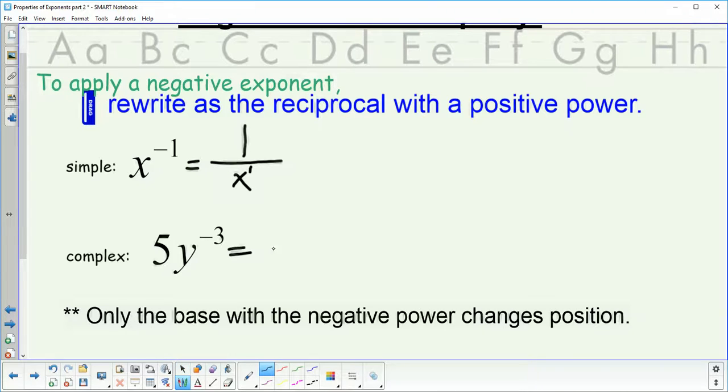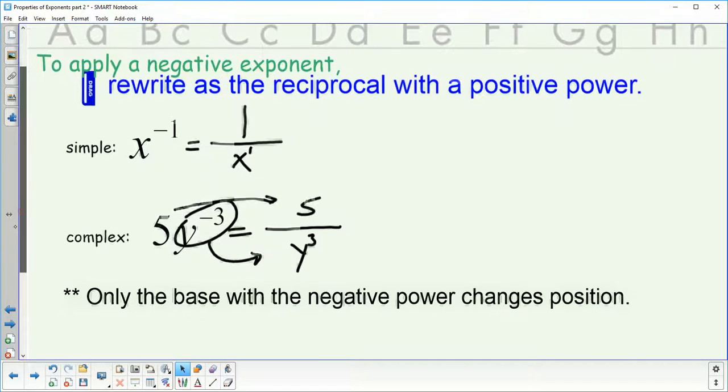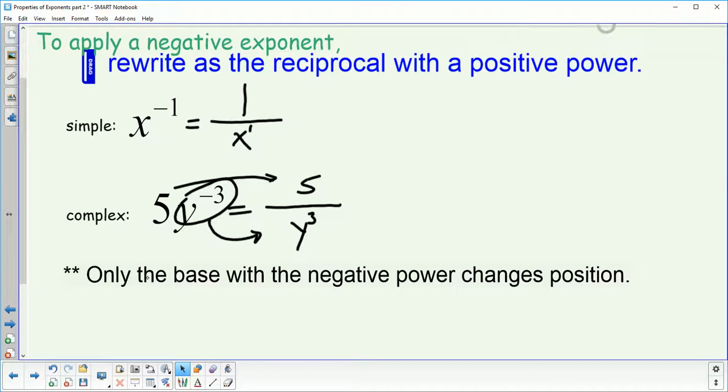Okay, you can see a little bit here again. Y to the negative third. This is the only piece that has a negative exponent. So that is the only piece that moves to the denominator. We put the y to the third down there, and since the 5 does not have a negative exponent, we're going to rewrite that in the numerator. 5 over y to the third. And you'll notice that, like I just said, and have this as an extra star here, only the base with the negative power changes position.